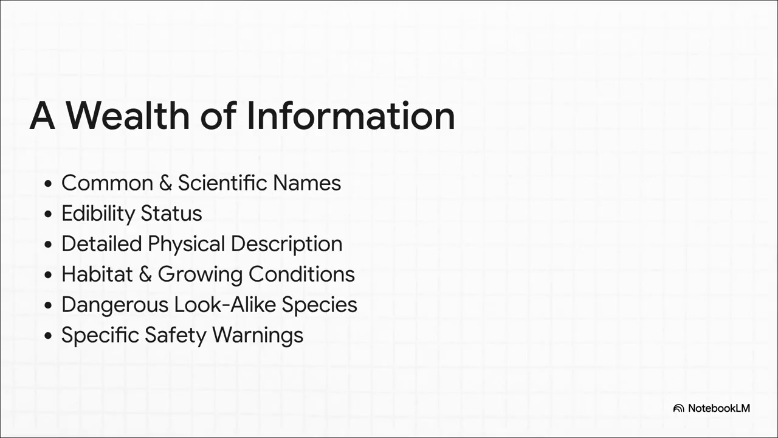And getting an ID is really just the start. The app gives you a whole file on each mushroom. You get the common and scientific names, a detailed description of what it looks like, where it grows, but, and this is the most critical part, it goes deep on safety. It gives you a clear edibility status, and importantly, it warns you about dangerous lookalikes. It's way more than just a name, it's a full-blown safety and information profile.